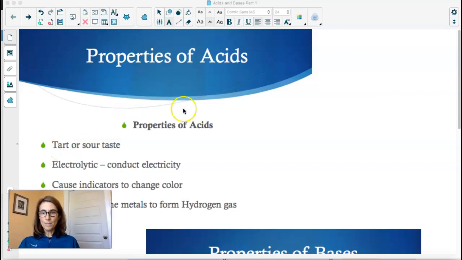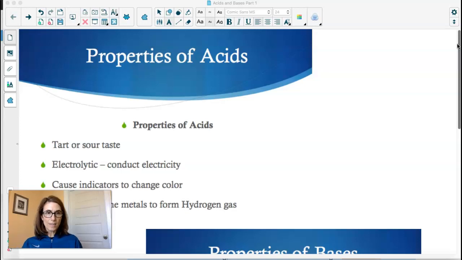Hello, ladies. Today we're going to introduce the topic of acids and bases. So this starts Unit 7 for us. And what we're going to start with is just talking through some properties of acids and bases and how we define those acids and bases.